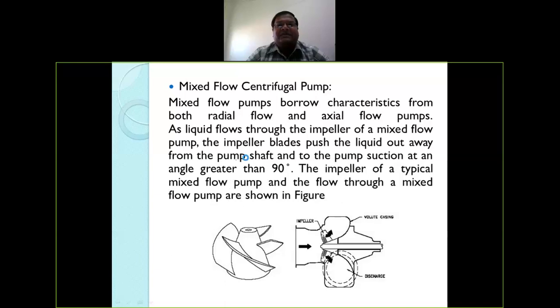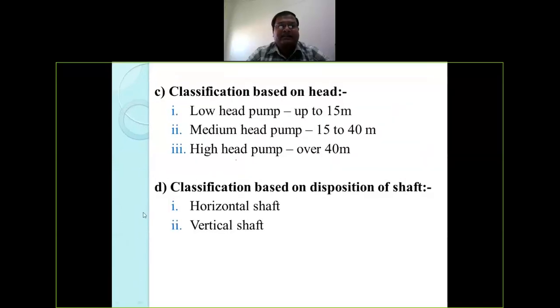The next classification is based on the head. A low head pump is there if your head is up to 15 meter, a medium head pump is there if your head is 15 to 40 meter, and a high head pump is there if your head is over 40 meter. Then next is classification based on the disposition of the shaft. In that, horizontal shaft is there and vertical shaft is there. I will explain both of these.